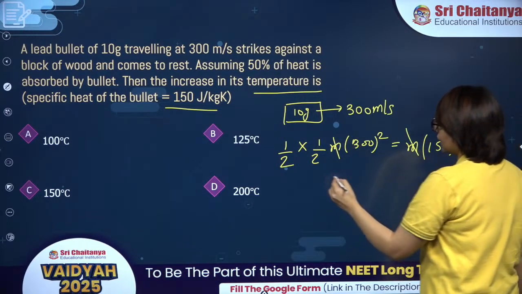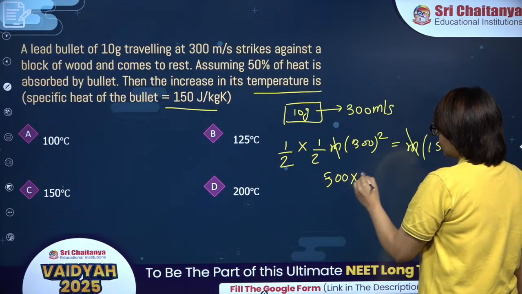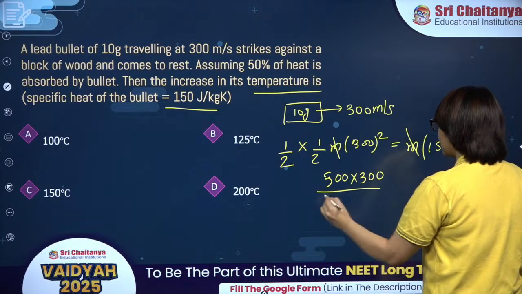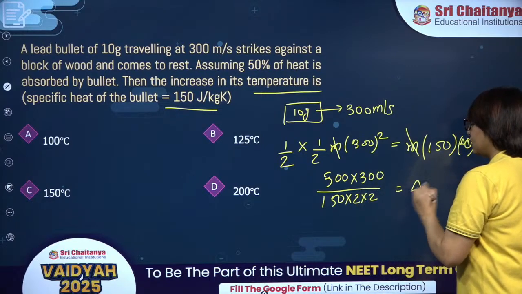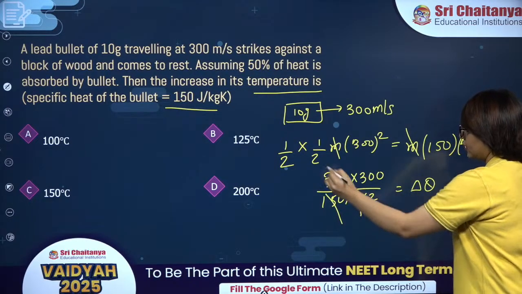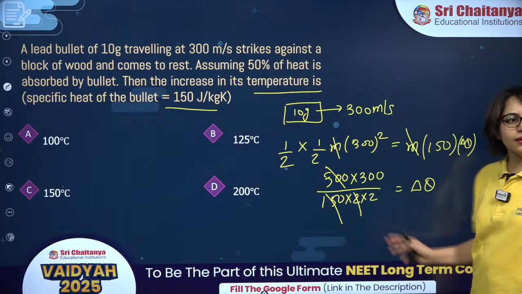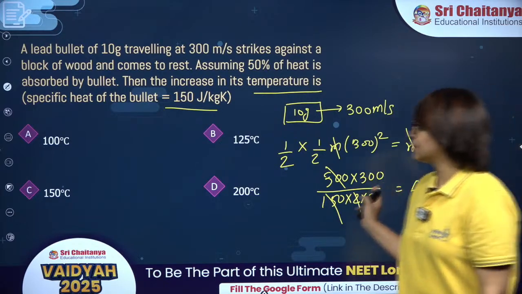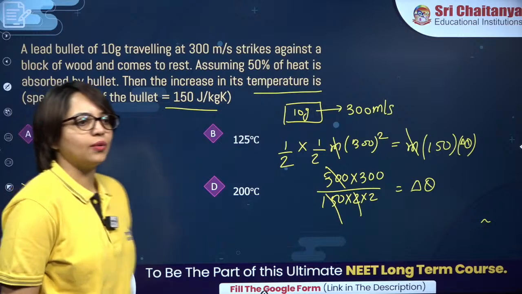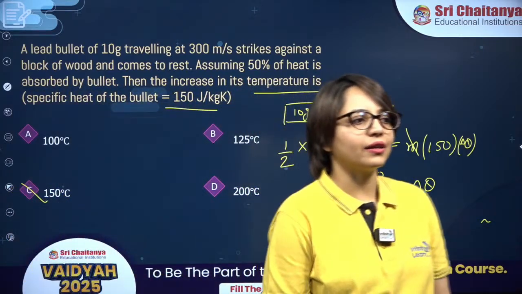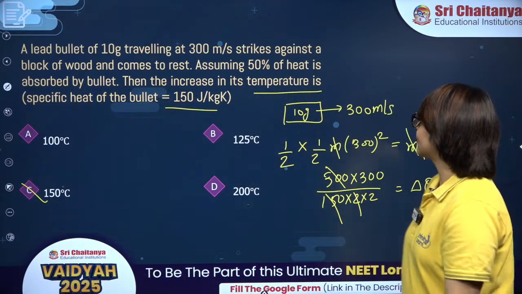M cancels. So we have 300 into 300 divided by 150 into 2 into 2, and that is delta theta. 300 cancels, so delta theta will be 300 by 2, which is 150. So yes, correct answer is option C. Well done guys, well done. Well done everyone. Okay, let's try this one.